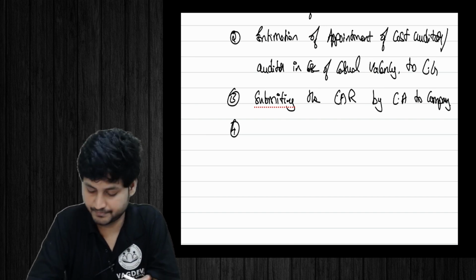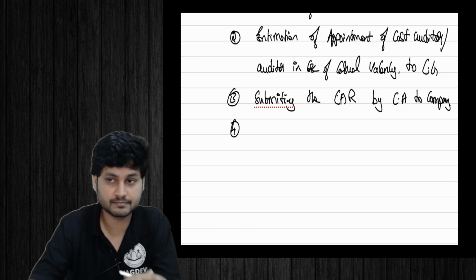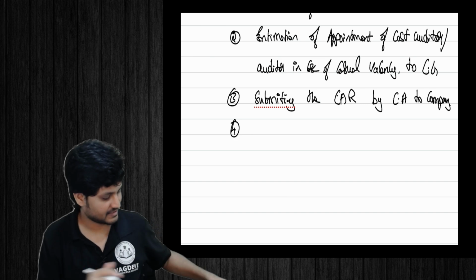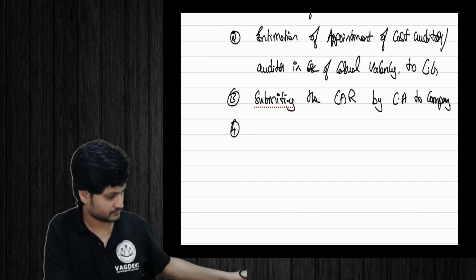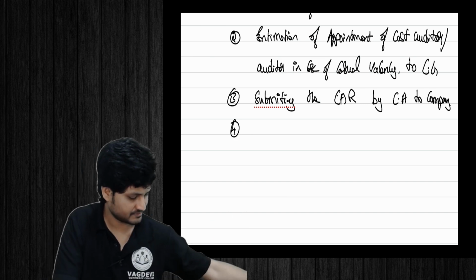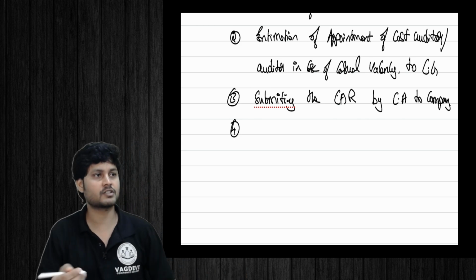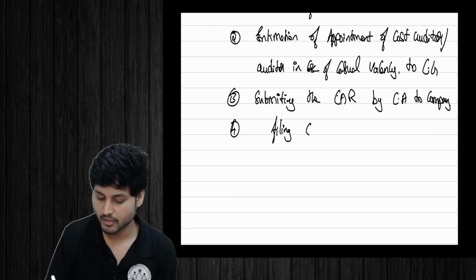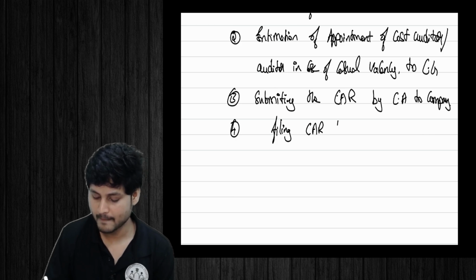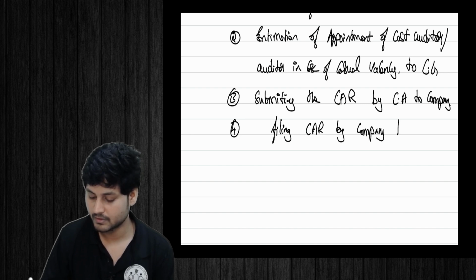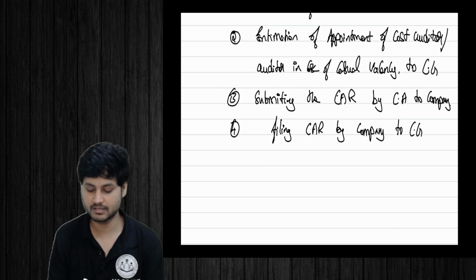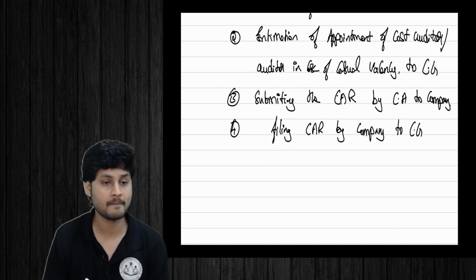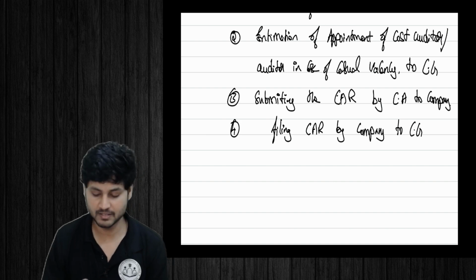Fourth point. The company needs to submit to whom? Yes, central government. The company needs to submit to central government. What is that? They need to submit cost audit. So filing cost audit report by company to whom? To CG. Filing the cost audit report by company to CG.